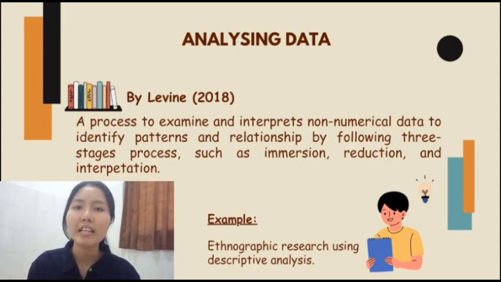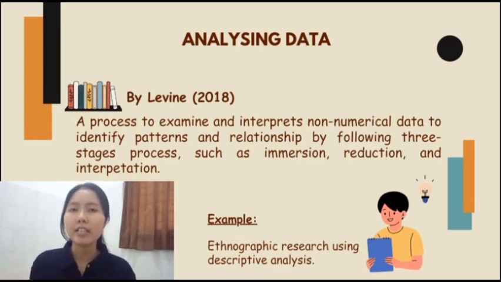And the last one is the interpretation stage. So here we are drawing conclusions and making meaning. In addition, the goal is to develop a comprehensive understanding of the phenomenon under study, and generate new insights and knowledge.